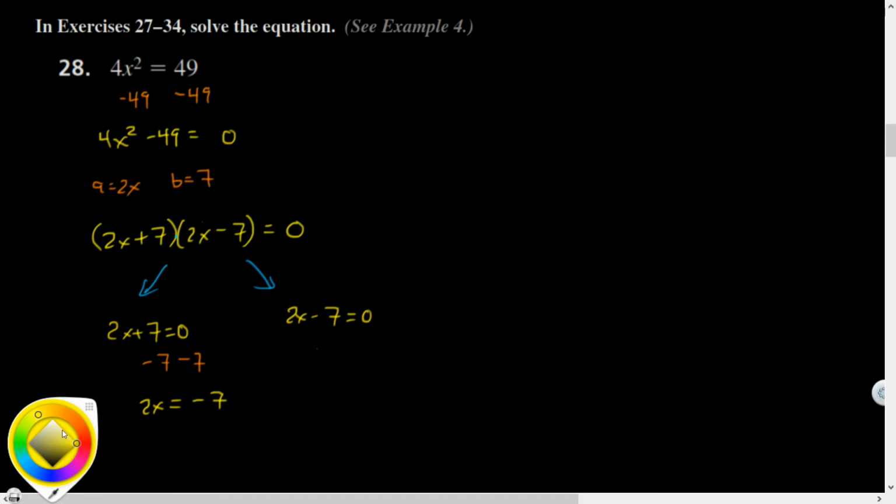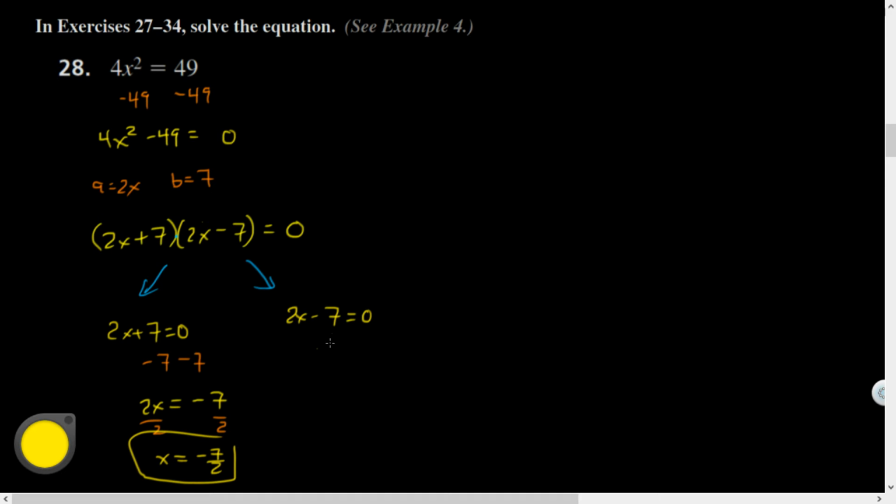Yeah, these will be fractions, but at least the fractions don't show up until the very end. So I get x equals negative 7/2. There we go. And over here, I'll get 2x equals 7 and x equals 7/2 when we're all said and done.